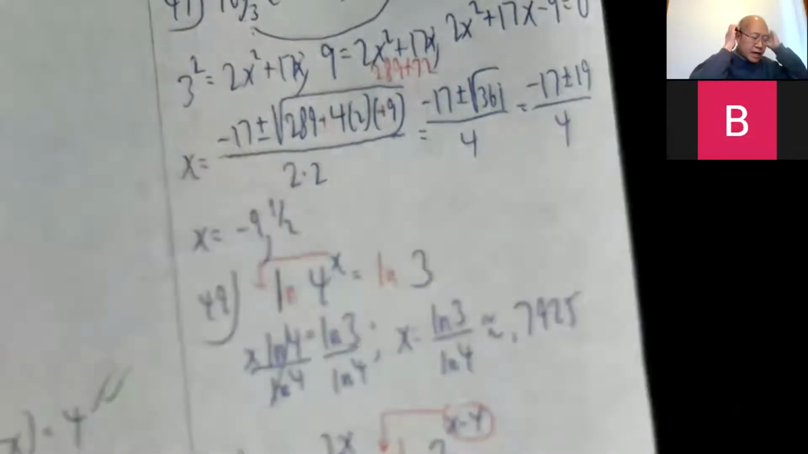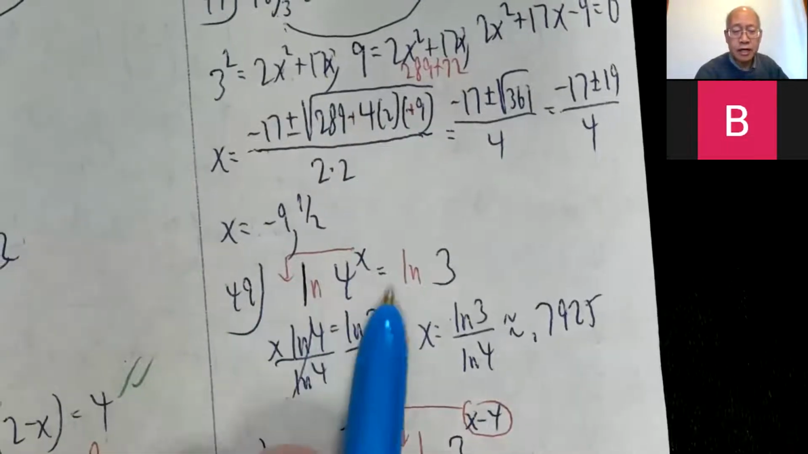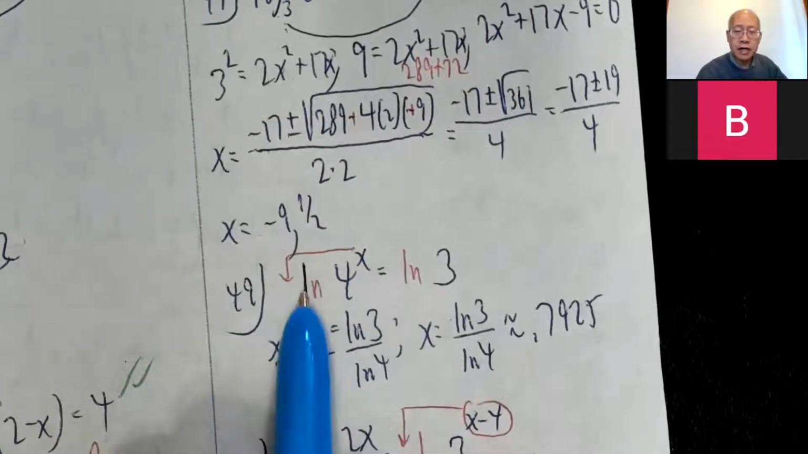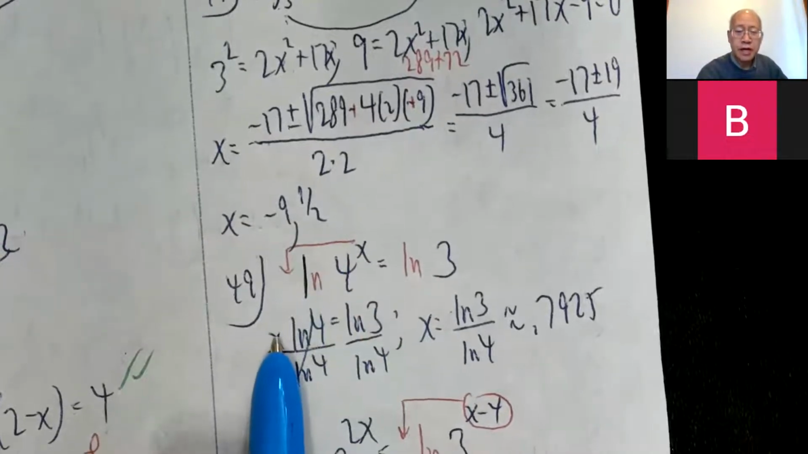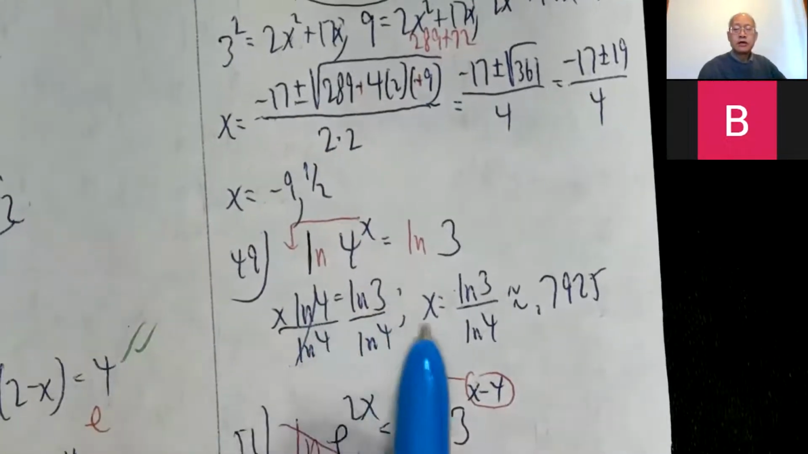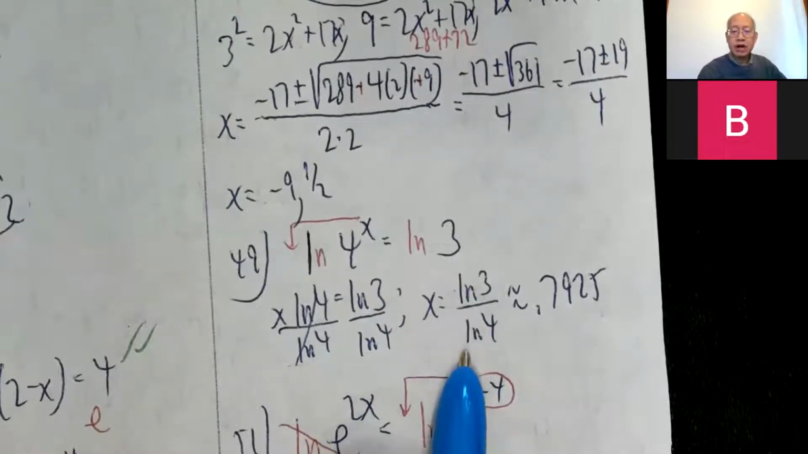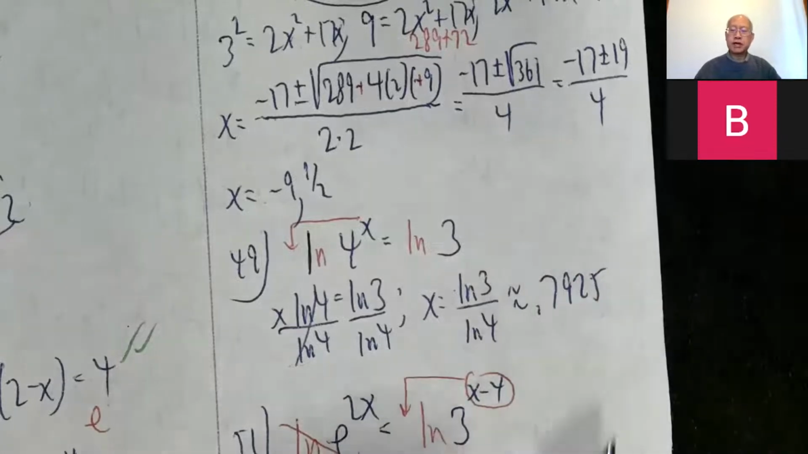The trick is to take the natural log of both sides. You could actually take log base 10, but I want you to get comfortable with the ln. So you ln both sides. Once I have the ln, that exponent gets to drop down. x ln 4 equals ln 3. Divide both sides by ln 4. So x is ln 3 divided by ln 4. And on the calculator, it's roughly 0.7925.